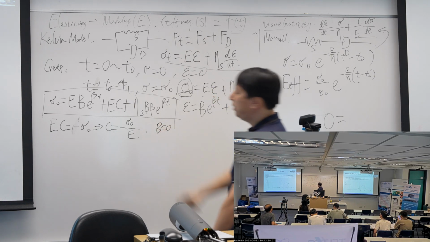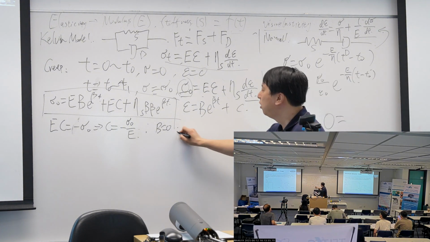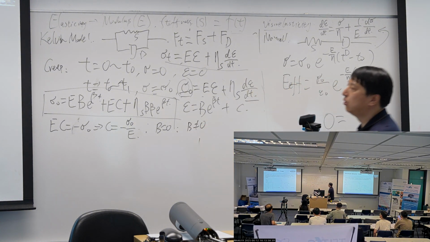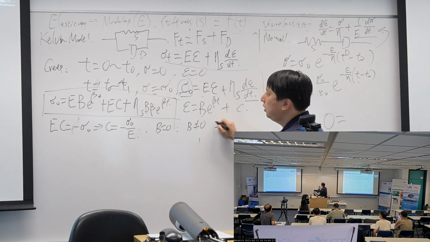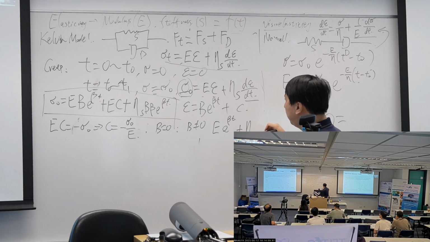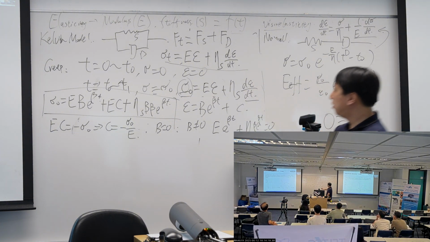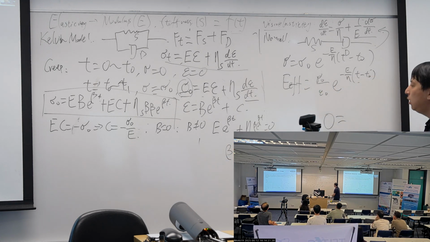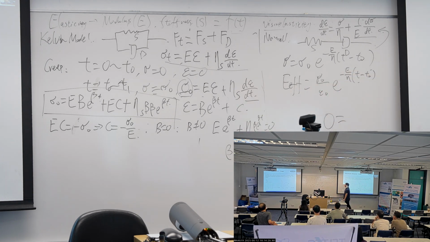Of course, B equals 0 is one solution, but we don't like it, so we take B not equal to 0. So I can divide by B on both sides. That's E e to the beta T plus eta s beta e to the beta T equals 0. So that's similar to this one. So my beta equals negative E over eta s. So it's something like this.